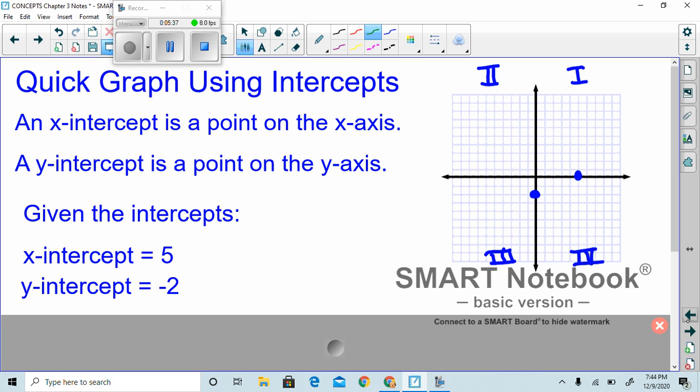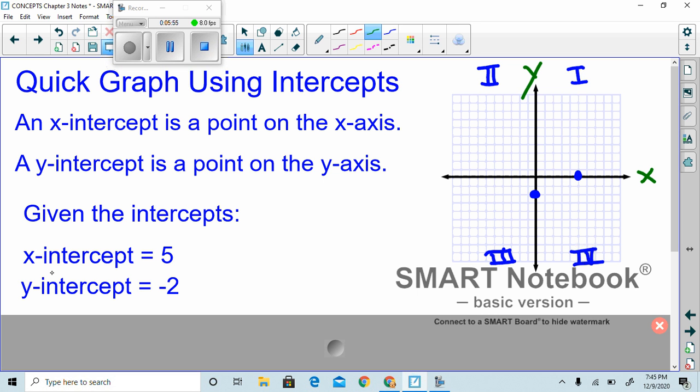Remember, we have this coordinate plane with 4 quadrants. And if I were to find a point that didn't fall in the first, second, third, or fourth quadrant, but it fell on the x-axis, that's my x-intercept. If it's a point that falls on my y-axis, it's my y-intercept.